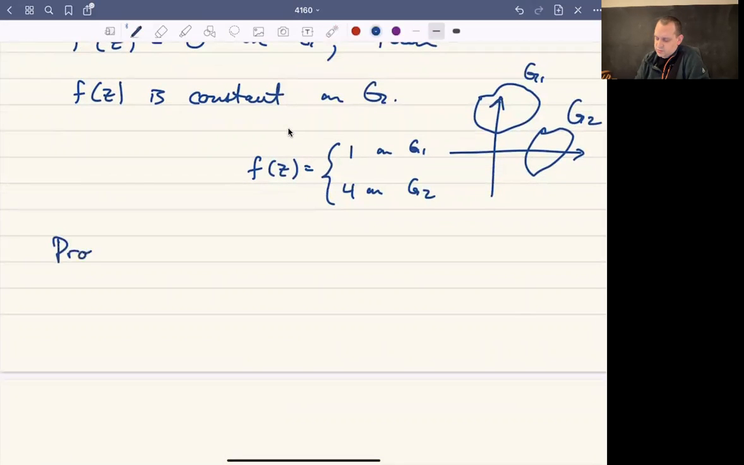So what I want to do is let's walk through the proof. Let's pick two values, x and y in G.